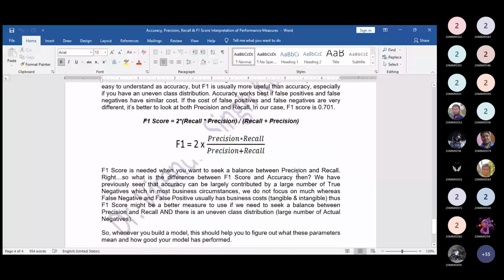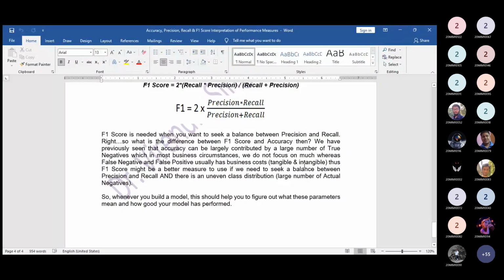So these are the 4 different parameters, true positive, false positive, true negative, false negative, that are part of the confusion matrix. By choosing these parameters, we can calculate the 4 different measurement criteria of the classification model. What are those? Accuracy score, precision, recall, and F1 score. These are the 4 important measurement criteria we have to keep in mind.